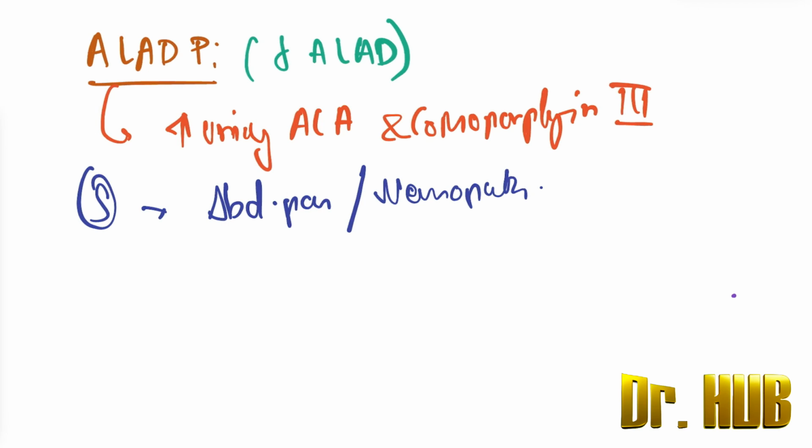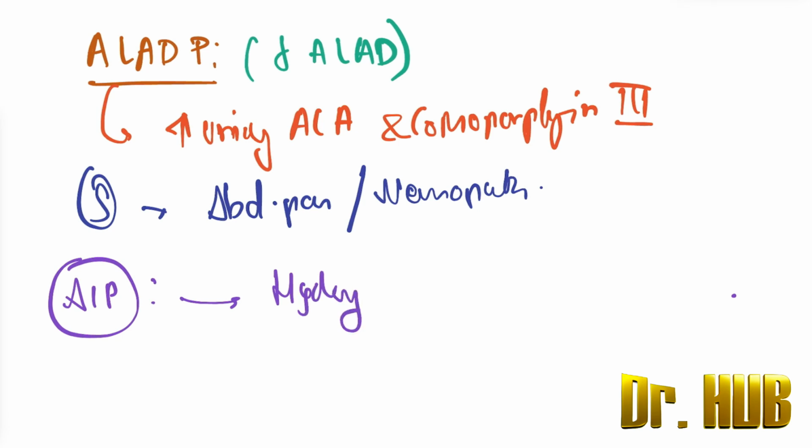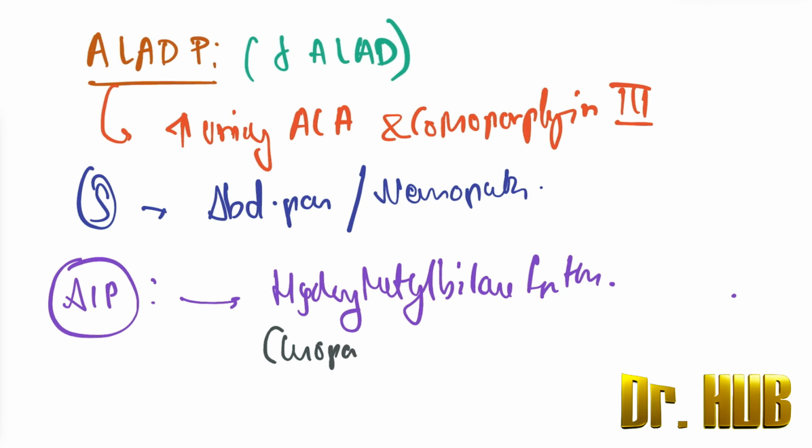Next we move on to acute intermittent porphyria. So AIP stands for acute intermittent porphyria. Here the deficiency is hydroxymethylbilane synthase. So this is nothing but the uroporphyrinogen 1 synthase.